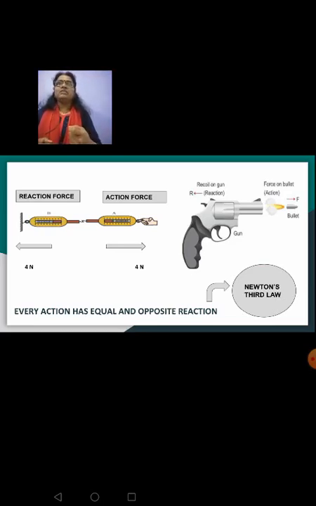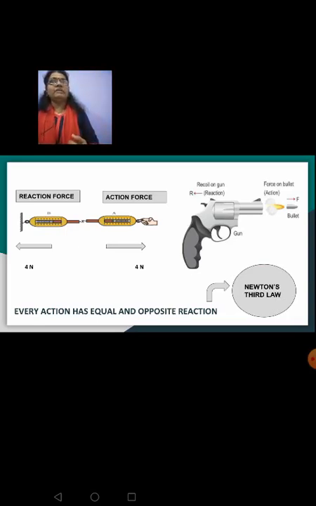When you fire the bullet out of the gun, the bullet is moving forward. It's because of the action force, and this bullet will also exert a force on the gun, because of which the gun is recoiling back. This is the reaction force. So, action and reaction force act in 2 different directions. Action, it's moving forward. Reaction is moving in the backward direction, and it acts on 2 different objects.